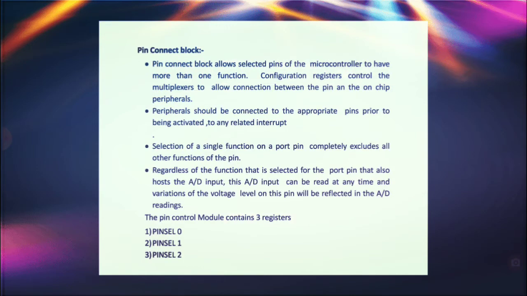Pin connect block. Pin connect block allows selected pins of the microcontroller to have more than one function. Configuration registers control the multiplexer to allow connection between the pin and on-chip peripherals. Peripherals should be connected to the appropriate pins prior to being activated or prior to any related interrupt being enabled. The pin control module contains three registers: PINSEL0, PINSEL1, PINSEL2.